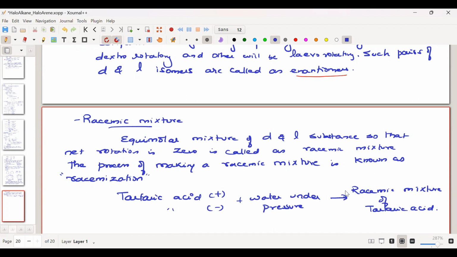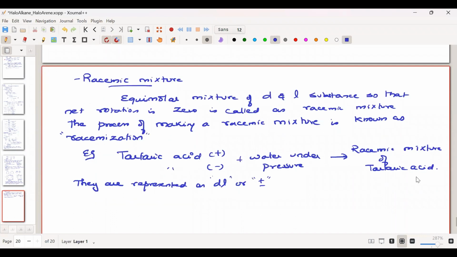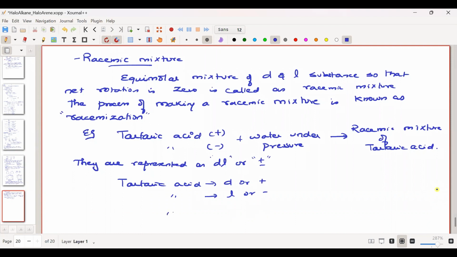There is a compound and a process to create a racemic mixture. It is just an example I am giving here. We can represent a racemic mixture as DL or plus-minus. So if I say tartaric acid, I could say D or plus, tartaric acid L or minus, and tartaric acid DL or plus minus.